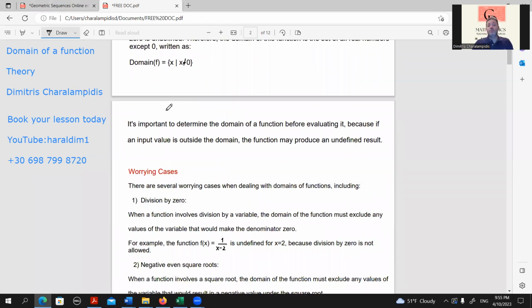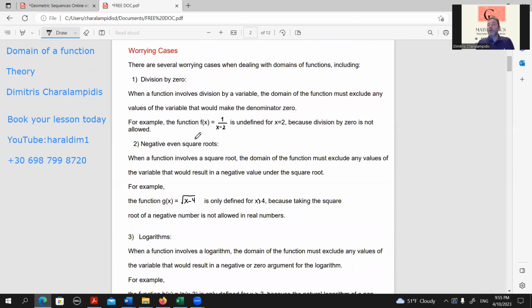It is important to determine the domain of a function, and actually, if it's not clearly stated, that should be the first thing that we do, because if an input value is outside the domain, the function may produce an undefined result. Now, are there any warning cases? Of course there are, otherwise we wouldn't be talking about it.